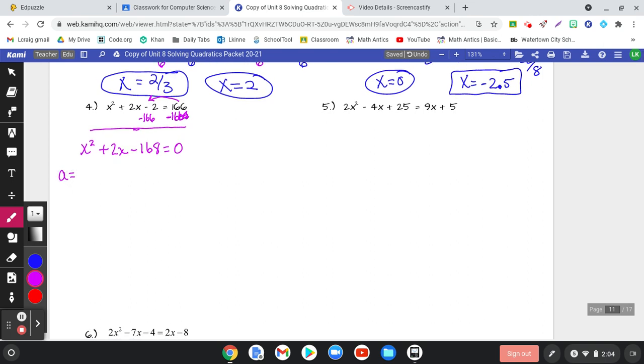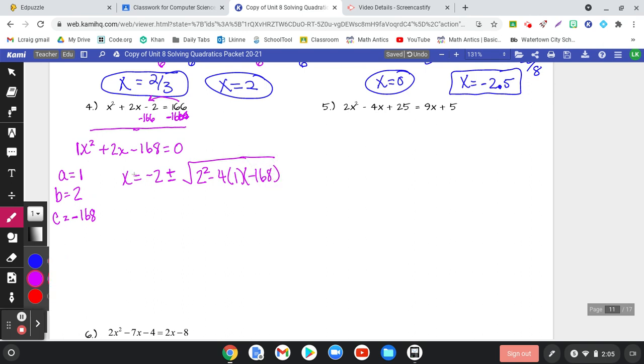A would be 1. B would be 2. C would be negative 168. Holy cow. All right. So x equals negative b. So negative 2 plus or minus the square root of b squared, 2 squared, minus 4 times a times c.